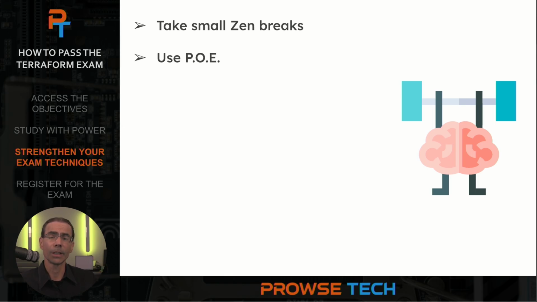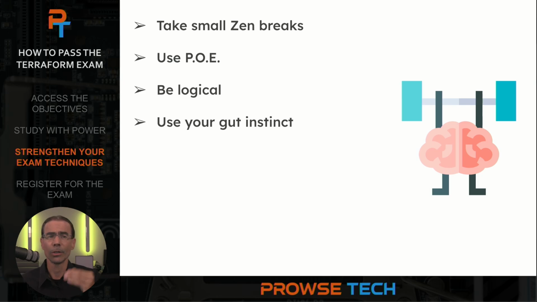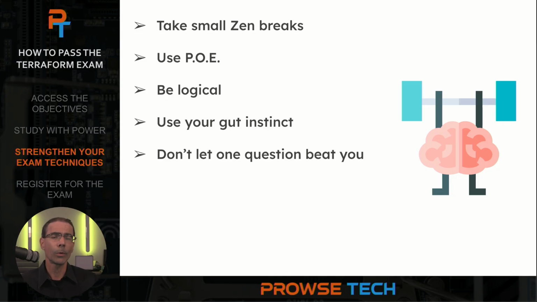Then use the process of elimination. Always look at all the answers and remove the ones that you know are definitely incorrect first. The process of elimination can really help you. Be logical. Look at the questions from a logical standpoint. Be like Mr. Spock from Star Trek. Use your gut instinct. If you're not really sure, sometimes you can tap into your gut instinct where you look at the question and say, you know what, I think that this answer is right, but I don't really know why. Tap into that gut instinct. It may help you. And don't let one question beat you.